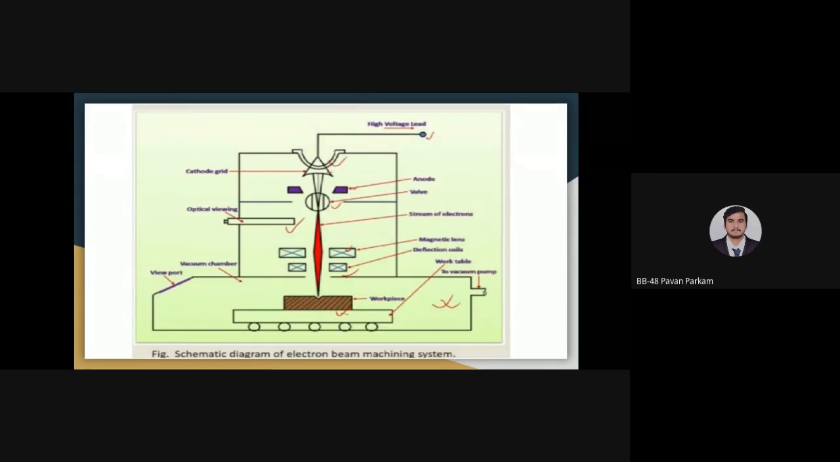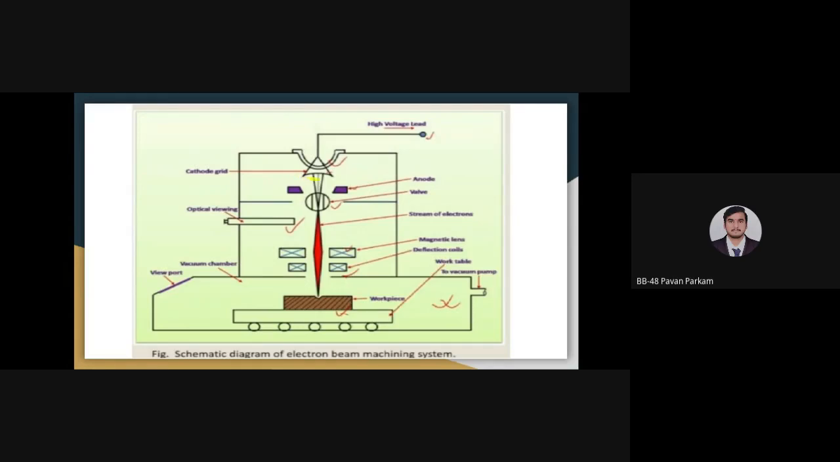Okay, simultaneously you can listen to me. So actually, this slide contains one figure, and this is a schematic diagram of the electron beam machining process. You can see here, this is a cathode. The name is also given.